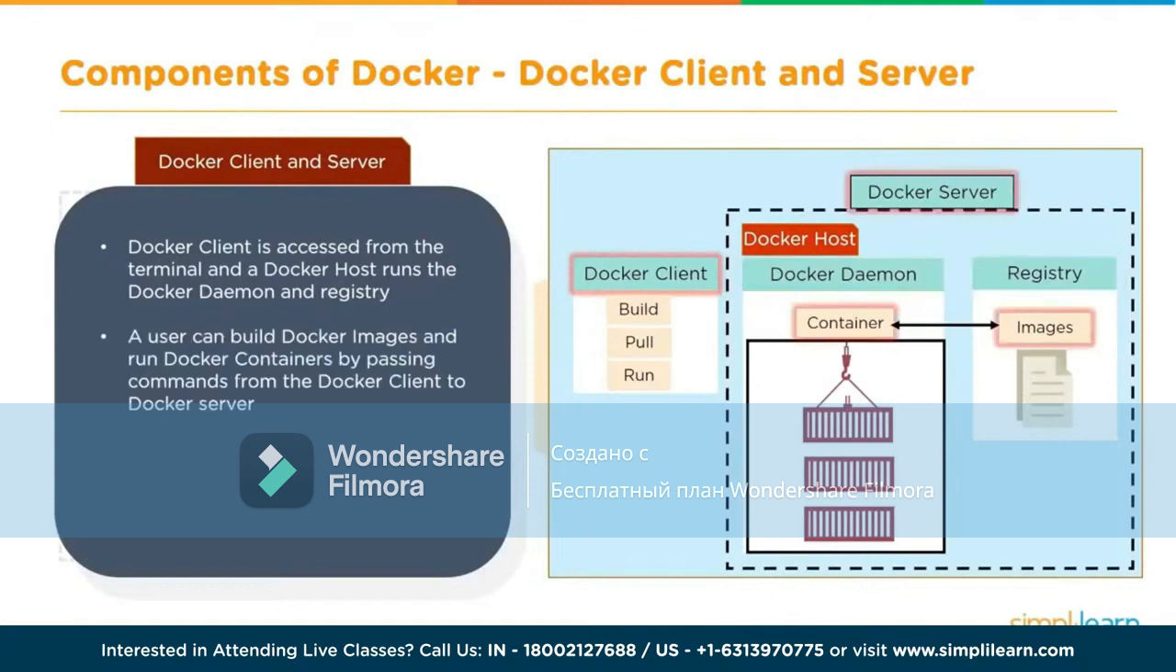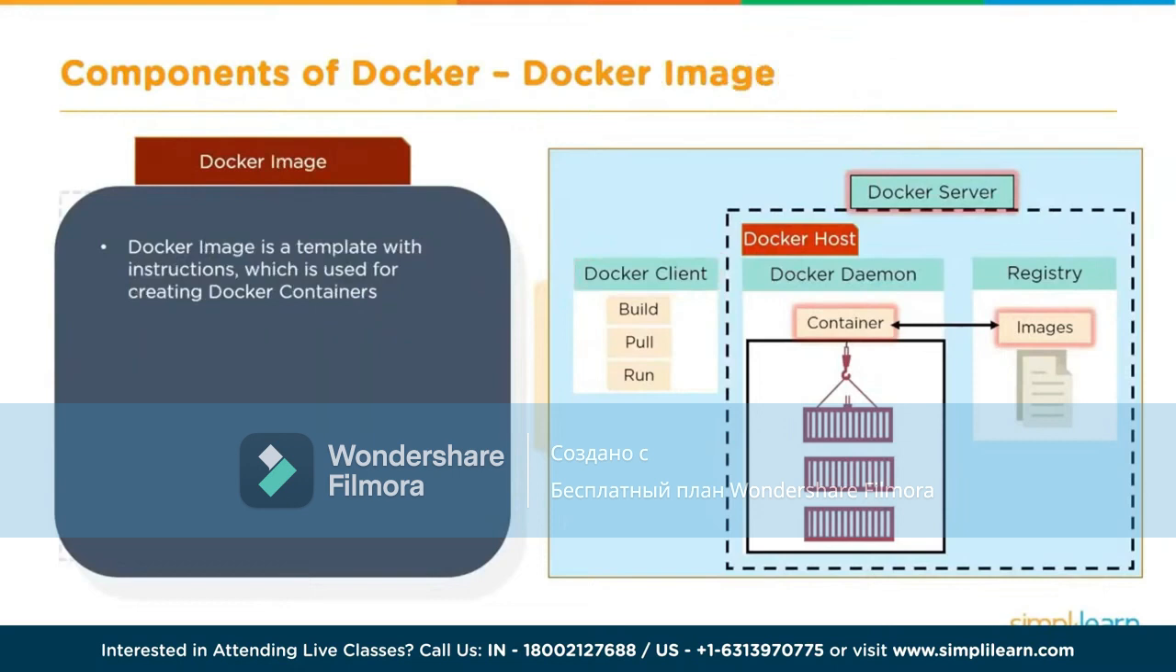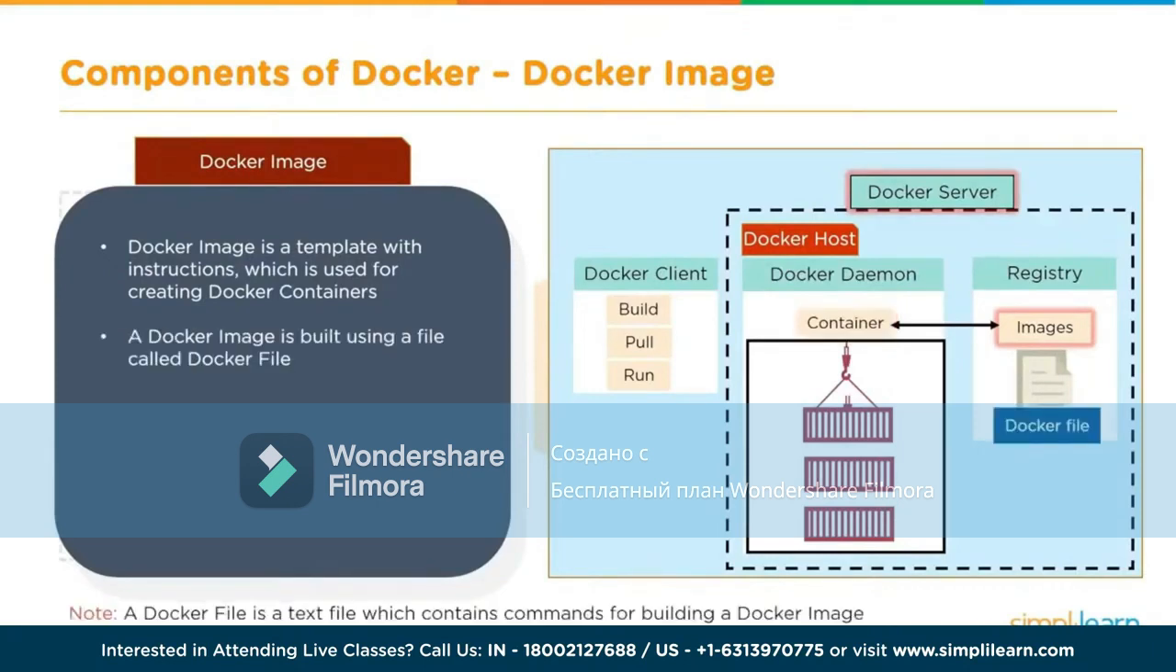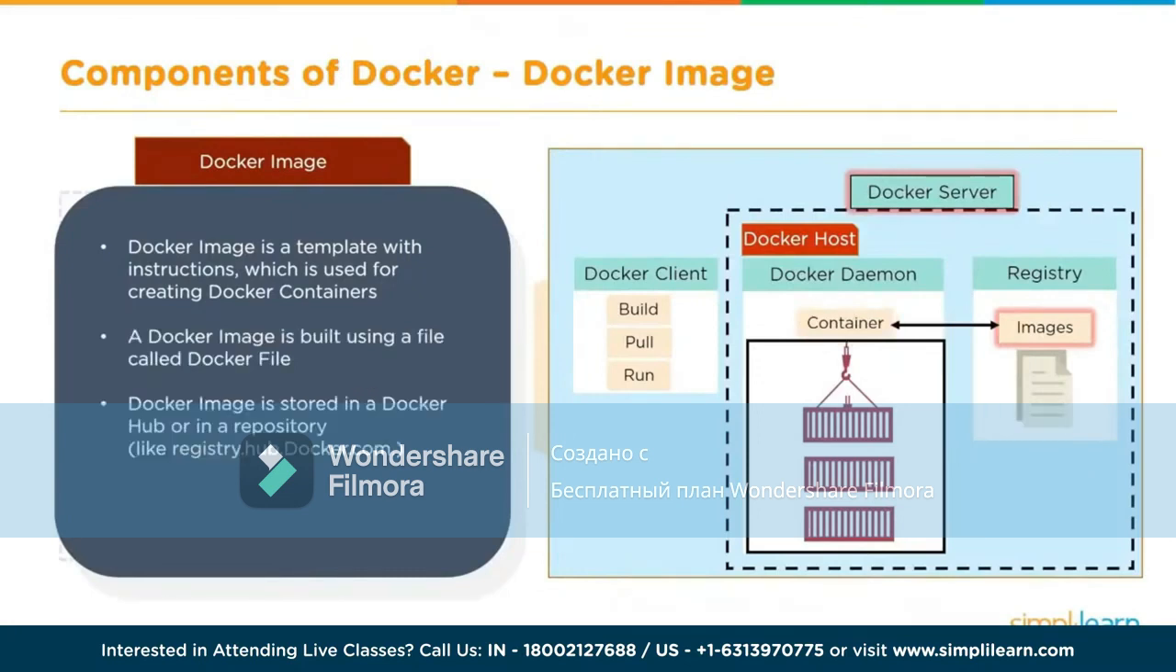When you have your terminal window open, you can use it to create instructions on how to build and run your Docker images and containers. If we look at the images part of our registry here, the image is really just a template with the instructions used for creating the containers which you use within Docker. The Docker image is built using a file called the Dockerfile. And then once you've created that Dockerfile, you'll store that image in Docker Hub or a registry. That allows other people to access the same structure of a Docker environment that you've created.